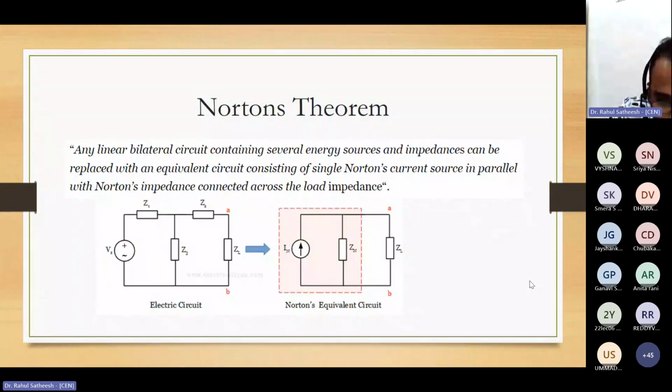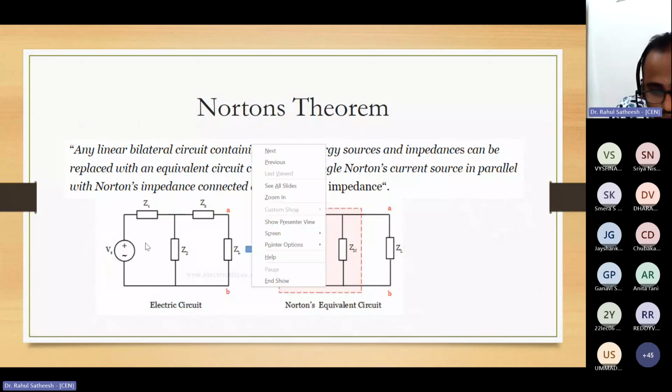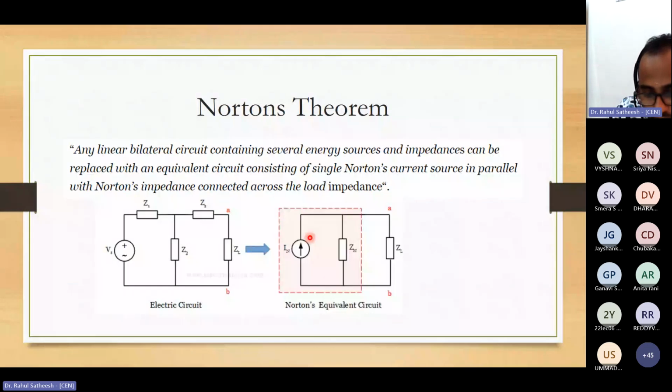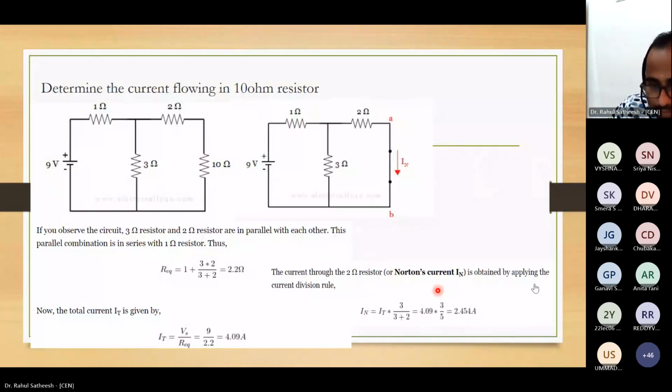Through the figure itself, you can understand that if there is a circuit, we can represent it as an equivalent current source with a parallel resistance and then the load resistance. This part is called Norton's equivalent circuit. Let me see one example here. So please check it out.